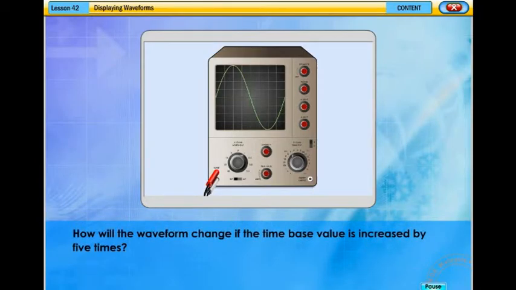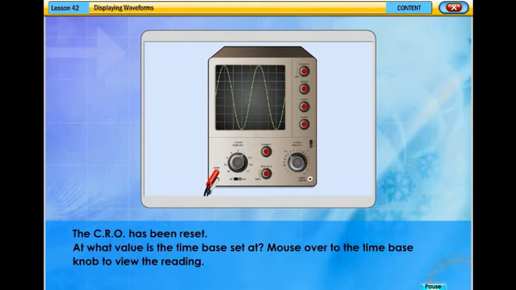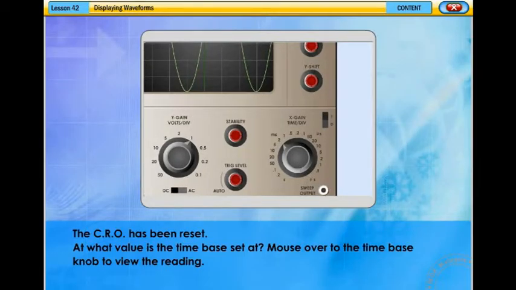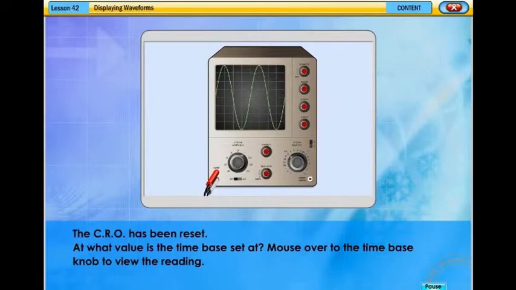How will the waveform change if the time base value is increased by 5 times? Discuss the answer with your teacher. The CRO has been reset. At what value is the time base set at? Mouse over to the time base knob to view the reading. The time base is set to 2 milliseconds per division.